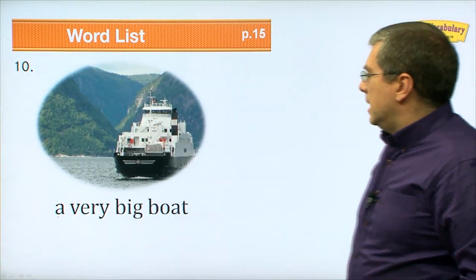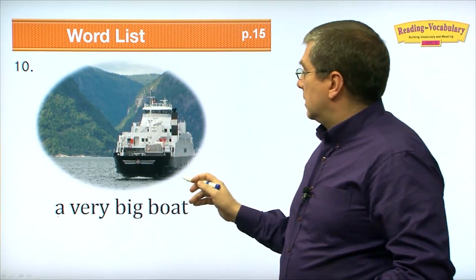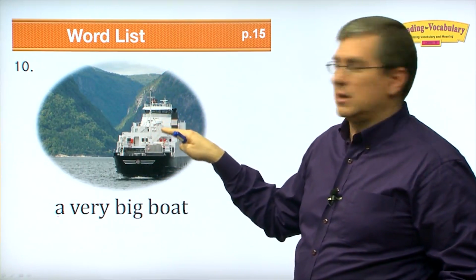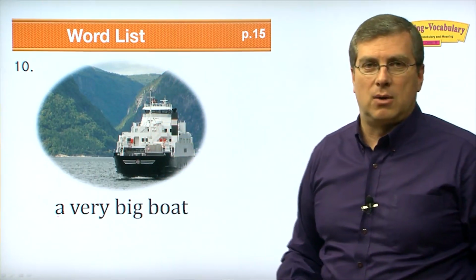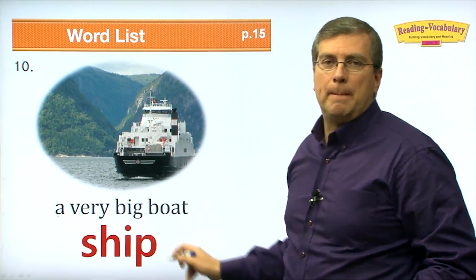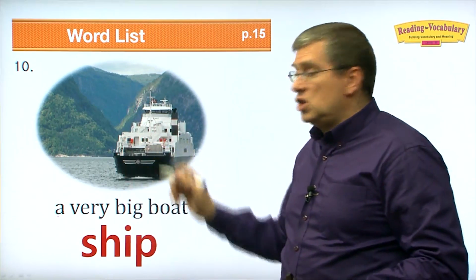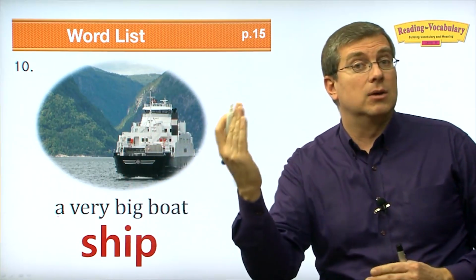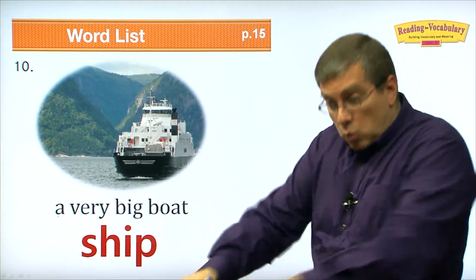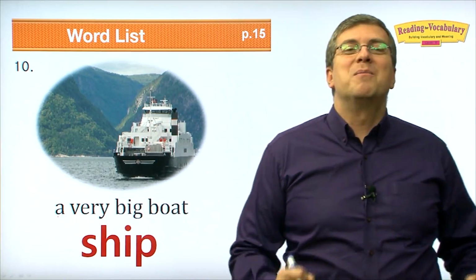Okay, next one, 10. A very big boat. This is a very big boat, huge boat. It's using an engine, so there's no sails on the boat, right? This boat is moving by engine power, by gasoline. But what do we call this big boat? We call it a ship, right? A ship is a very big boat. Now, ships can have engines, ships can also have sails, right? A ship is just a really big boat. If you're in a small rowboat with your friend going across the river, you're not in a ship, you're in a boat, right?